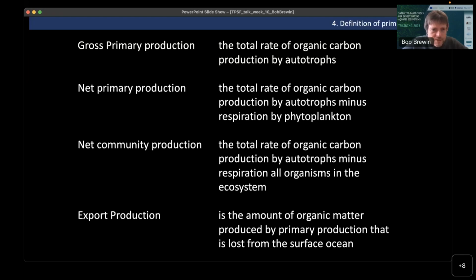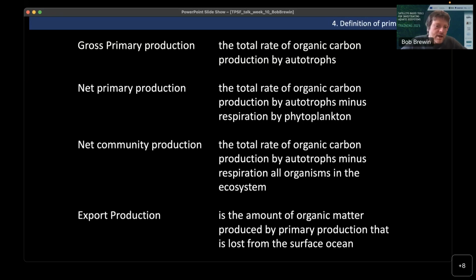Now, another term commonly used is that of net community production, and that is defined as the total rate of organic carbon production by autotrophs, by phytoplankton, minus the respiration by not only phytoplankton, but all the organisms in the ecosystem.